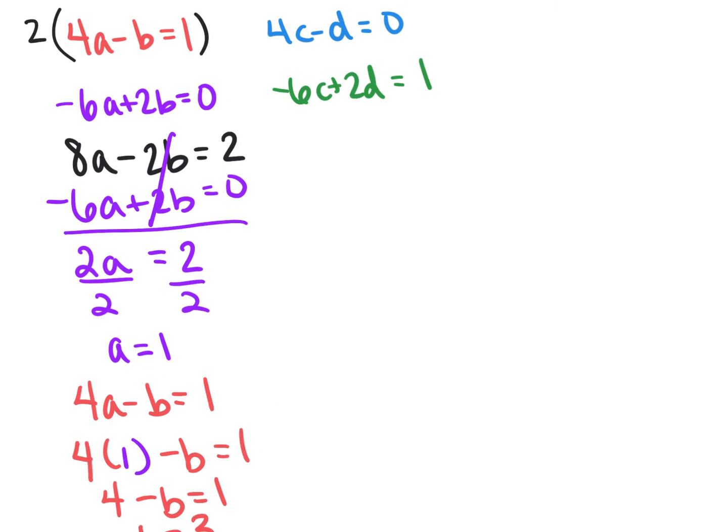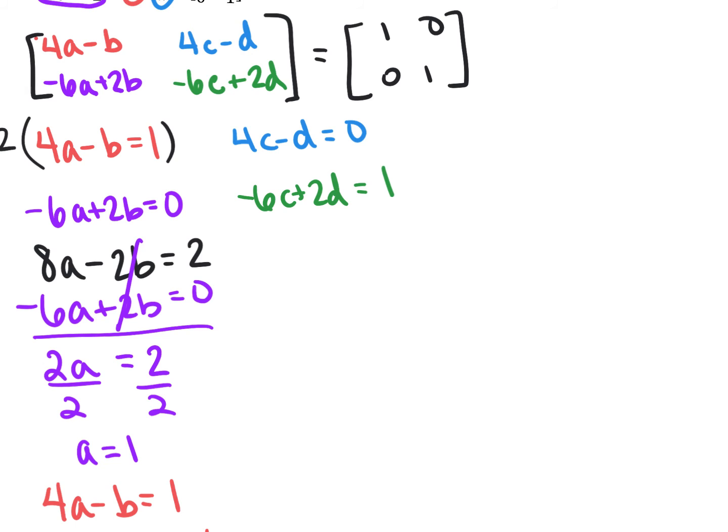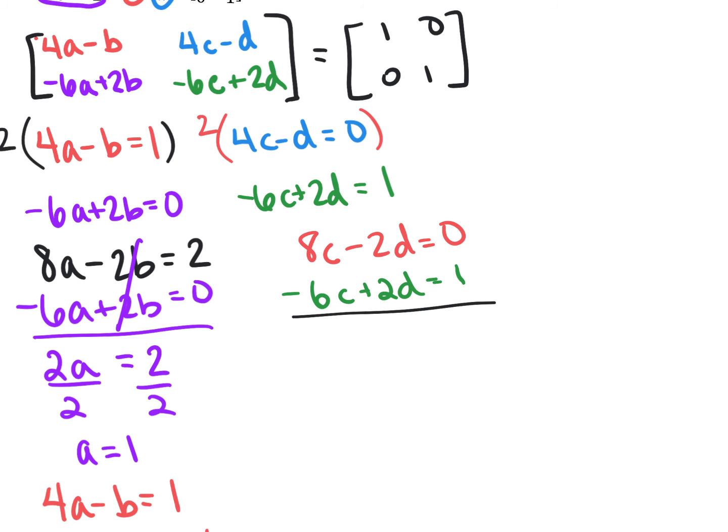And then to get the other ones, I'll do the exact same process. I'll try to eliminate a variable. So I'm going to eliminate the D variable because they have opposite signs. I'll multiply the top equation by 2. And so here I get 8C minus 2D equals 0. Minus 6C plus 2D is equal to 1. These cancel. 8C minus 6C is 2C. That equals 1. Solving for C, divide everything by 2. I get C equals 1/2.